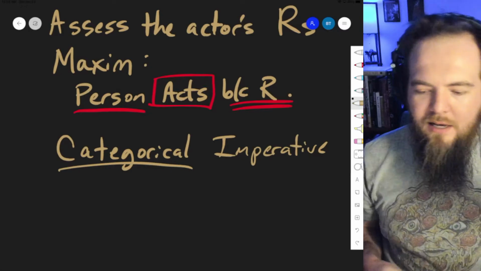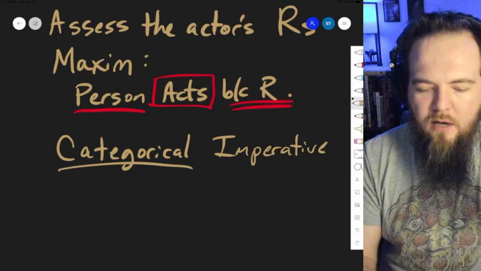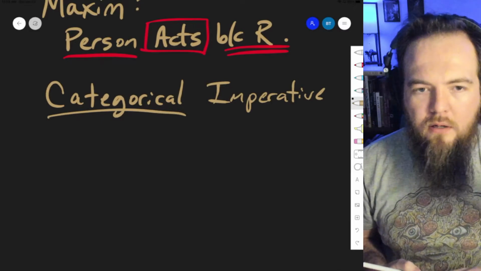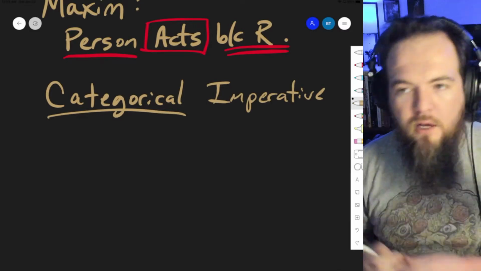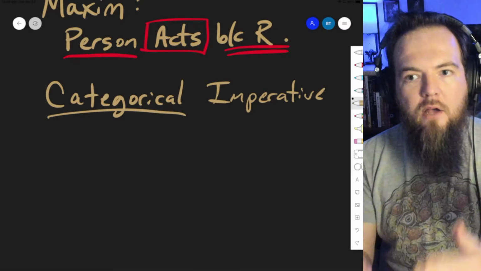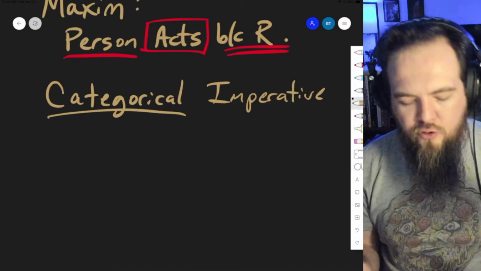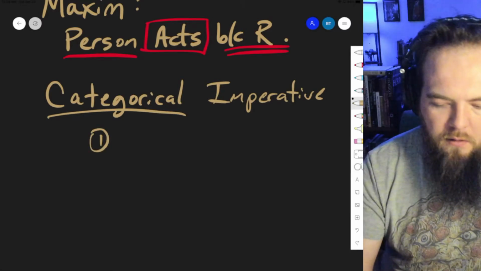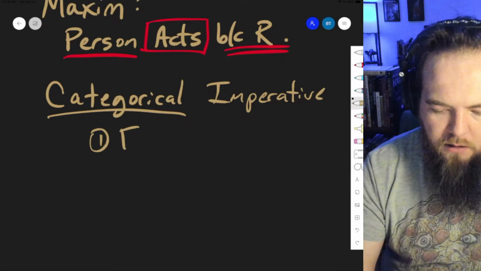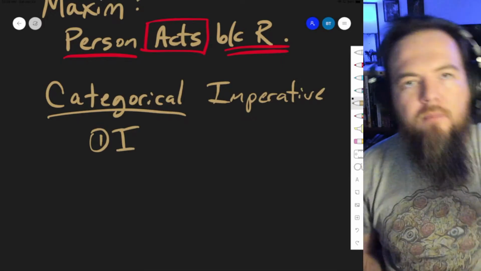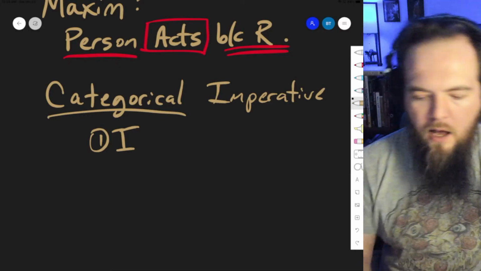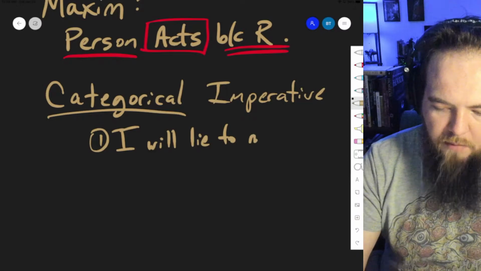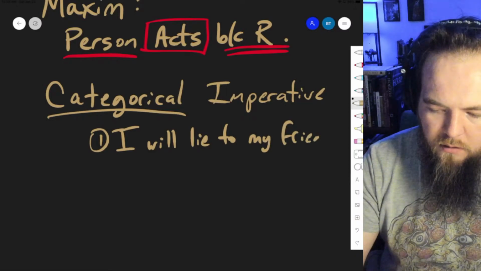Well, Kant gives us a little bit of a procedure. This is something that philosopher Onora O'Neill talked about in some of her works. Other philosophers have taken this up as well. Here's a little 4-step procedure that we can try to think about. Number 1, find the maxim. An example that Kant talks about is, I will lie to my friend to get a loan.